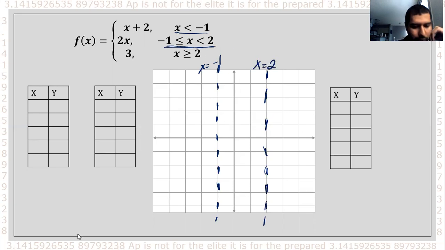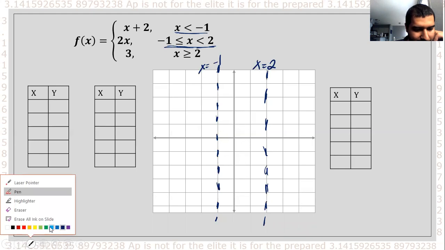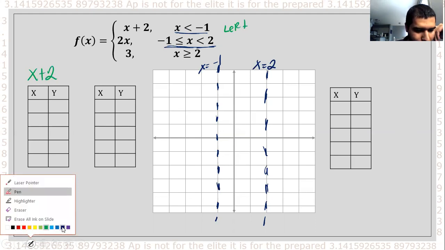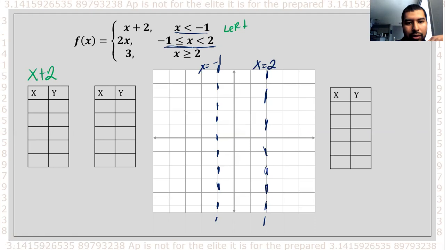Okay, so what I want you to know is that the exact same thing occurs. You're going to go ahead and find out, oh, this right here, when x is less than -1, that's on the left, right? So this is going to be x plus 2. The next one says this right here, -1 to 2. All the numbers, including -1, all the way to 2.